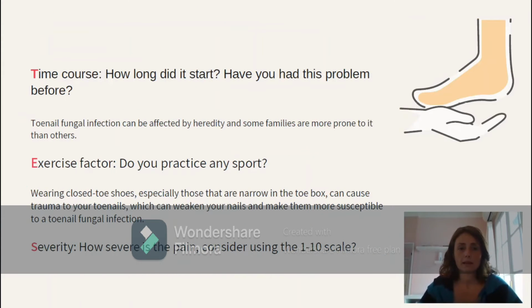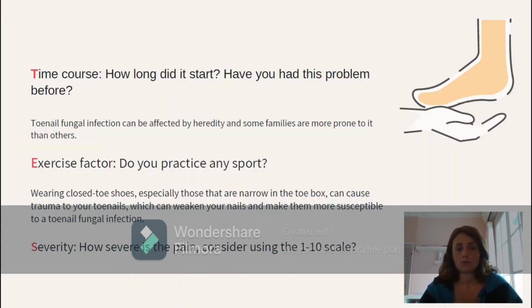Time course. How long ago did it start? Have you had this problem before? Fungal infections can be affected by heredity, and some families are more prone to them than others. Obviously, if you have a family with this kind of problem on the feet, you are more prone than another person.